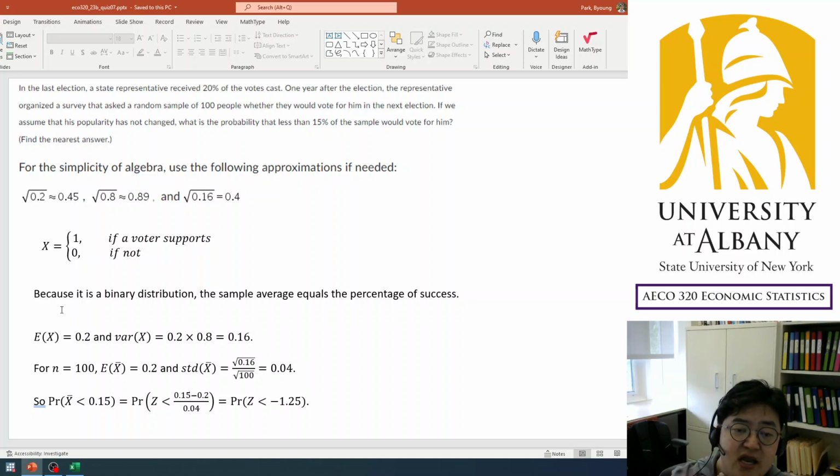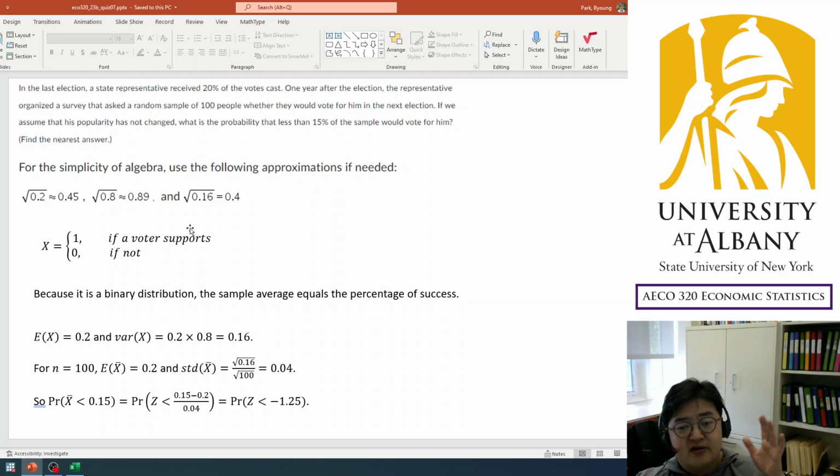Because it is a binary distribution, the probability we are interested in is the probability that less than 15% of the sample would vote for him. So it is the percentage of survey respondents who would vote for him being less than 15%. This is a probability, but it can be interpreted as a sample average because that is a property of a binary distribution. Remember, in a binary distribution, I said the average doesn't mean anything. So instead of interpreting the average as an average, I recommend interpreting it as a percentage of success, right?